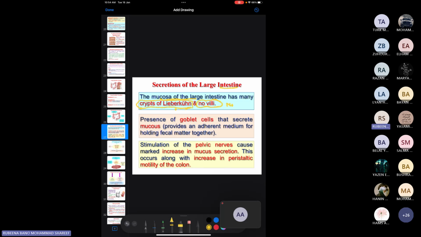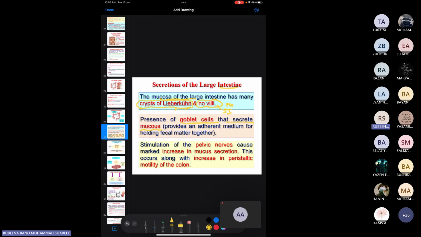Villi are the main feature of the small intestine, present in the small intestine. So crypts of Lieberkuhn and no villi is the main feature of the large intestine. Then there is the presence of goblet cells that secrete mucus.